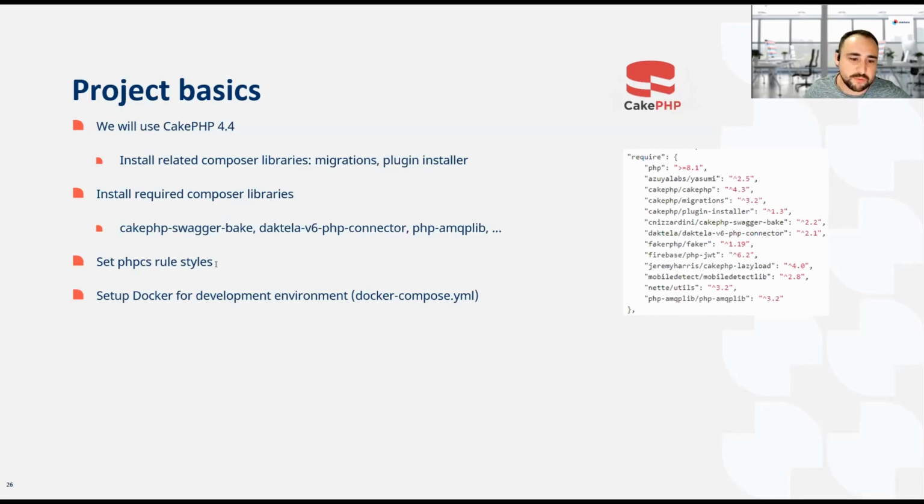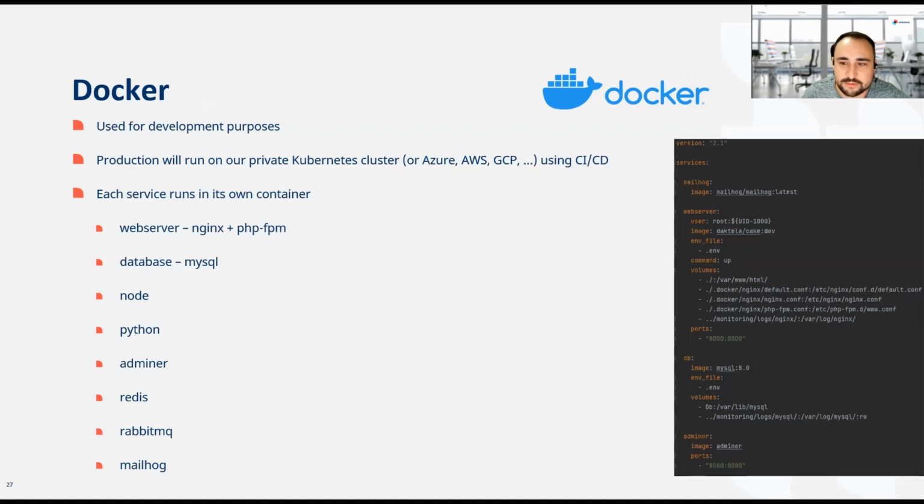We use PHP CS for the style rules, and we'll be using Docker for the development environment using Docker Compose. I have a brief slide on this. For all our development environments, we're using Docker Compose. The production will definitely run on some sort of private Kubernetes cluster because we have our own data center and our own infrastructure team. We can also use Azure, AWS, GCP as well because they all provide Kubernetes clusters. And we definitely are using CI/CD to deploy this into production and even for the development environments as well.